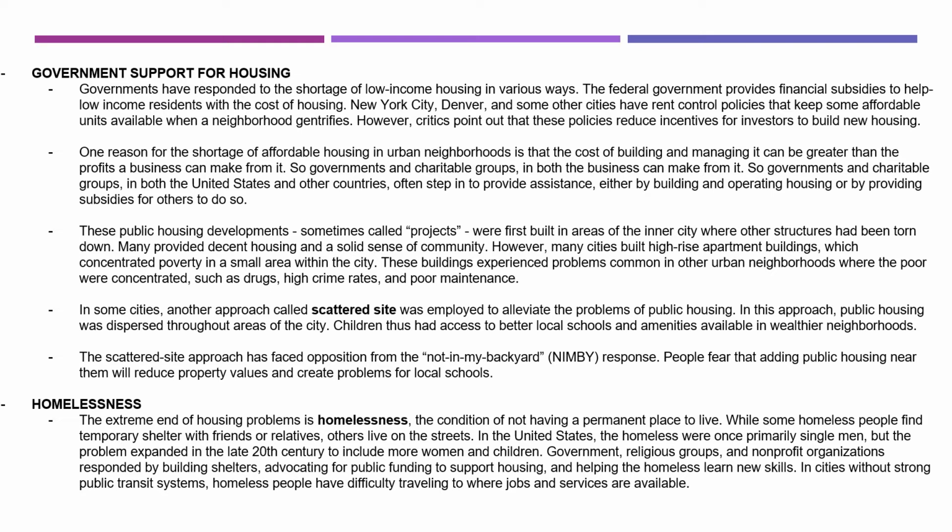However, many cities built high-rise apartment buildings which concentrated poverty in a small area within the city. These buildings experienced problems common in other urban neighborhoods where the poor were concentrated, such as drugs, high crime rates, and poor maintenance. In some cities, another approach called scattered sites was employed to alleviate the problems of public housing. In this approach, public housing was dispersed throughout areas of the city. Children thus had access to better local schools and amenities available in wealthier neighborhoods.